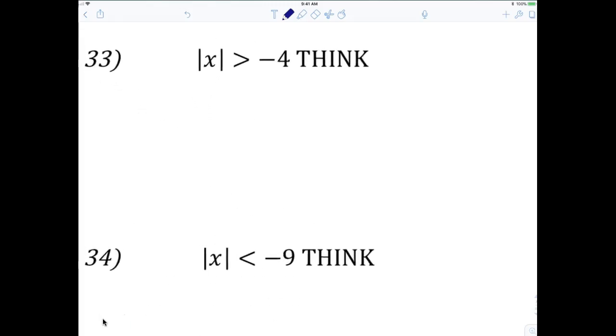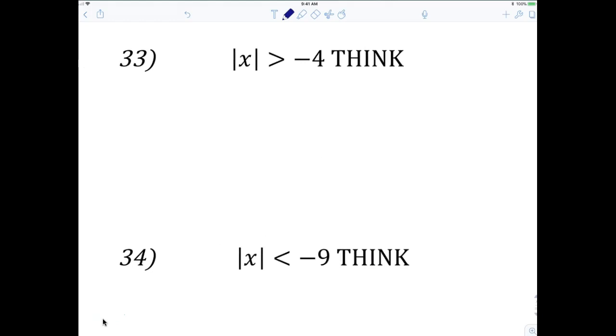All right. So 33, obviously no solution. Is it all real numbers or no solution? No solution, because the absolute value can't be negative. Look at this carefully. So if it can't be negative, that means it has to be positive. And when is a positive less than a negative?